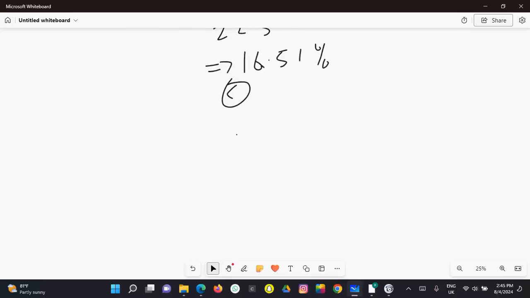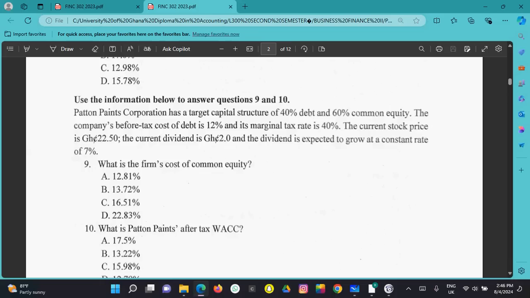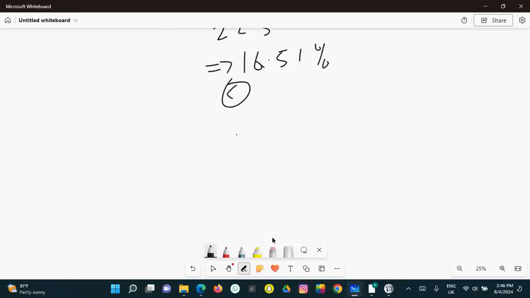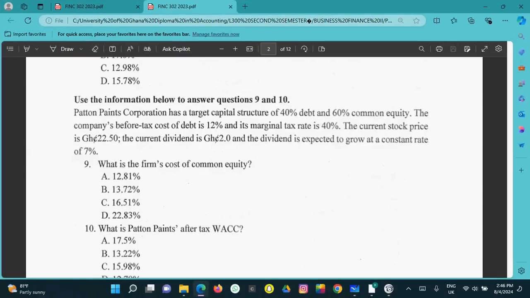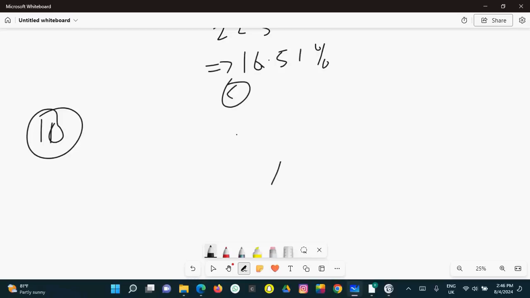Right. So question 10, sorry. Question 10 is asking us, what is Pattern's after tax weighted average cost of capital?